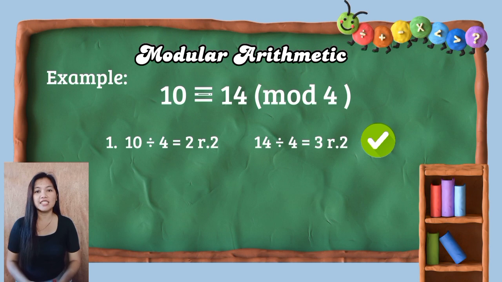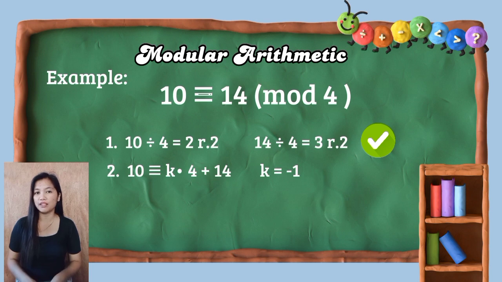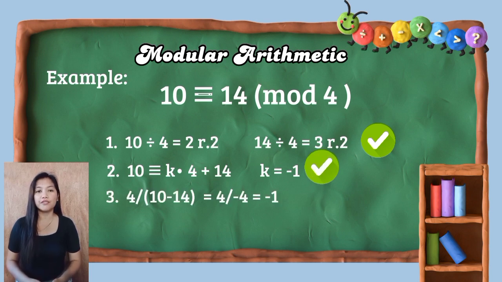Next, 10 is equal to k times 4 plus 14. So our k here is negative 1. Finally, 4 divides 10 minus 14. So we have 10 minus 14, which is negative 4. Is negative 4 a multiple of 4? The answer is yes, because negative 4 divided by 4 is negative 1. Since it satisfies all the conditions, therefore 10 is congruent to 14 mod 4.